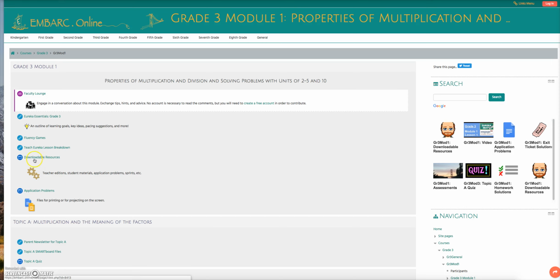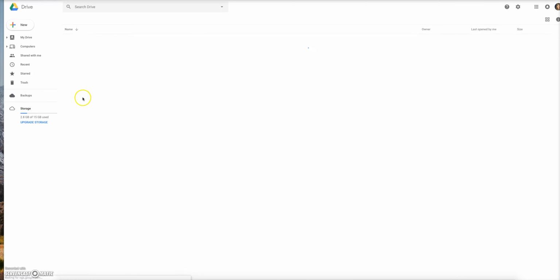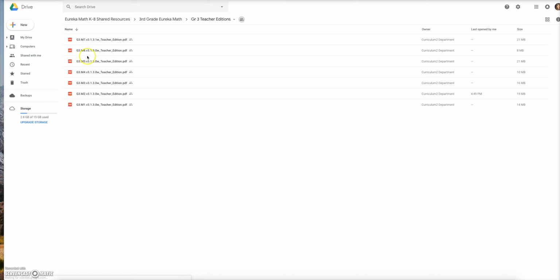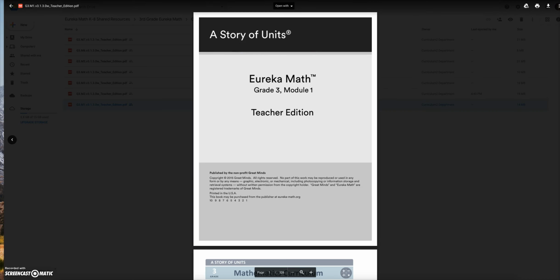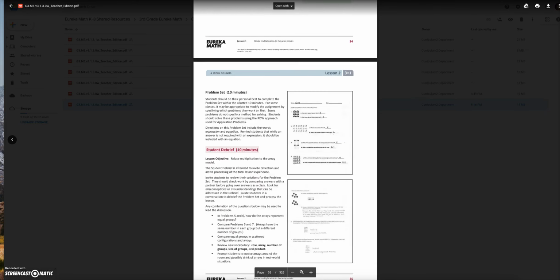So I can go ahead and click the downloadable resources. When I do that, I see the different parts, but we're going to look specifically at the Teacher Edition. And then from the Teacher Edition, the M is for what module, and I'll just go with Module 1 since it's early in the year. Feel free to pick whichever one you like. This is a lot of information. I by no means expect you to read it all. I just want you to scroll and find a lesson.